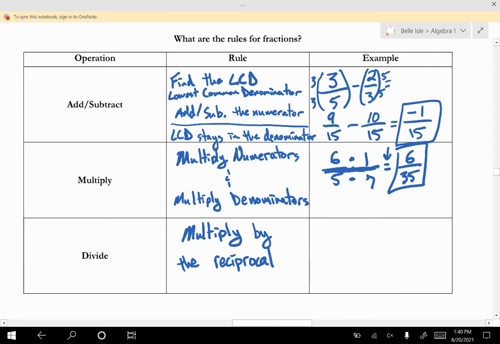If you're someone who likes mnemonic devices, like "Please Excuse My Dear Aunt Sally," which is a good one you've learned before for order of operations, parentheses, exponents, but don't worry about it. For this one, it's keep, change, flip. Keep, change, flip.